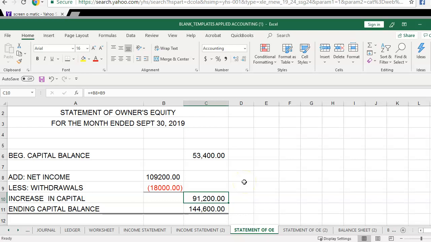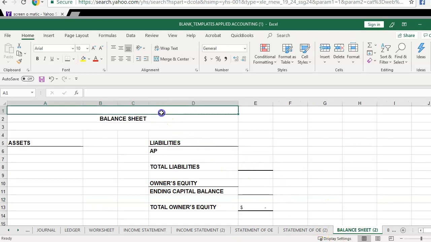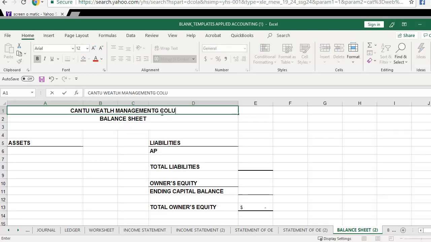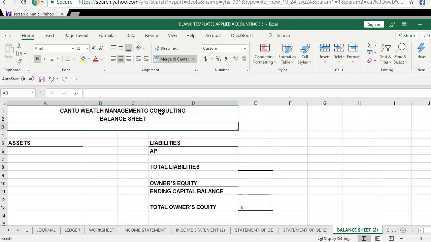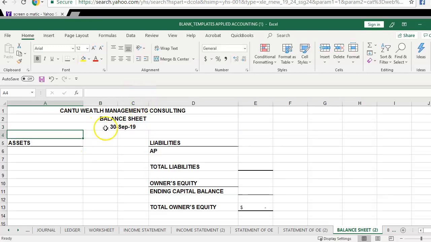Two statements down, one to go. You ready? So the last statement is going to be the balance sheet. So we have Cantu Wealth Management Consultant. We're preparing the balance sheet. And remember, the balance sheet is not for a period of time. The balance sheet shows your account balances on a specific date. That date being 9/30 of 2019.